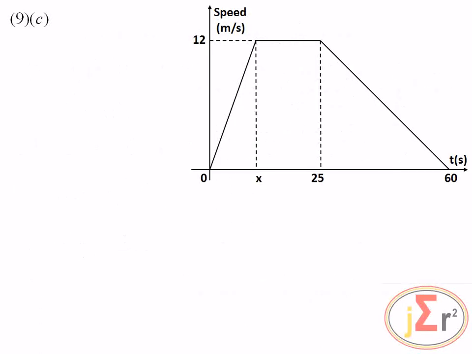This is our favorite. Well, good if it is our favorite, because in the last few years I realized that the CSEC examiners have increased the frequency with which velocity time graphs are being given. We first need to determine the value of x. Good. That is a little bit of a twist away from what we are accustomed to.